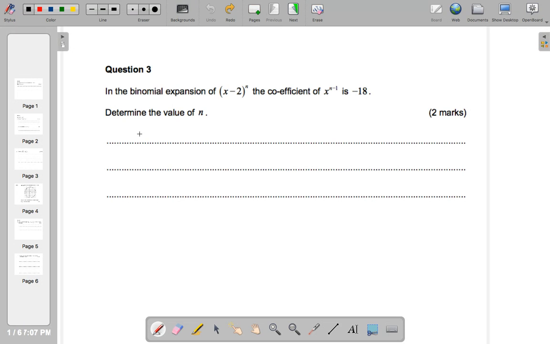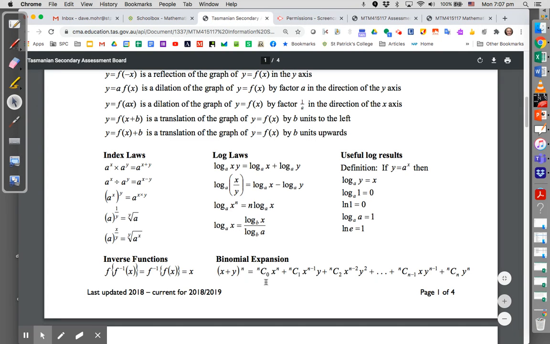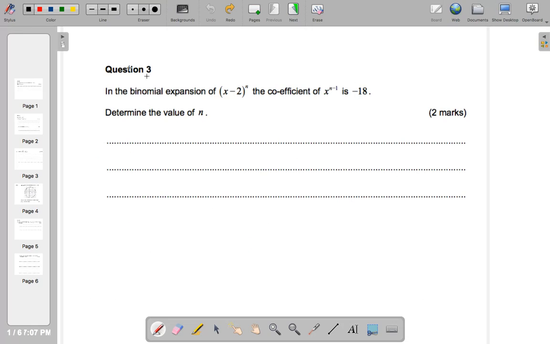I've already helped some people in class with this one, but this one goes back to the binomial expansion. Of course, that's on the information sheet here. So there's the formula. So that's a good starting point there. We've got this power to the n thing, so we should use n in the appropriate place in the formula. And our y aspect here is -2. You can see there. So there's our y.